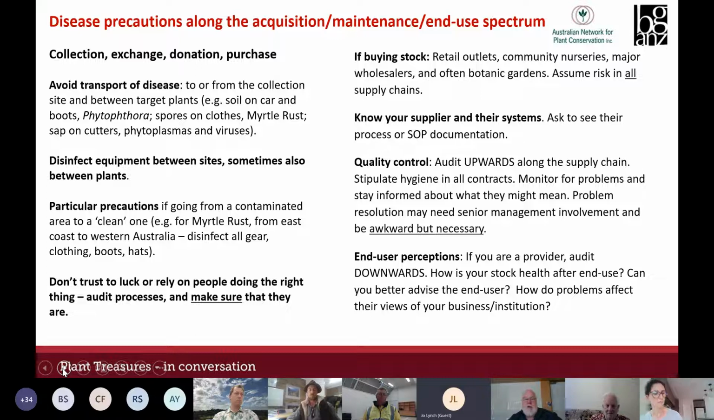In the case of actual collection activities in the wild or in gardens or whatever, disinfection of equipment between sites, and often also between plants and between species, is important. And there may be particular precautions that have to be applied if you're going from a contaminated area like the east coast of Australia to a non-contaminated area like the west coast of Australia in the case of myrtle rust.